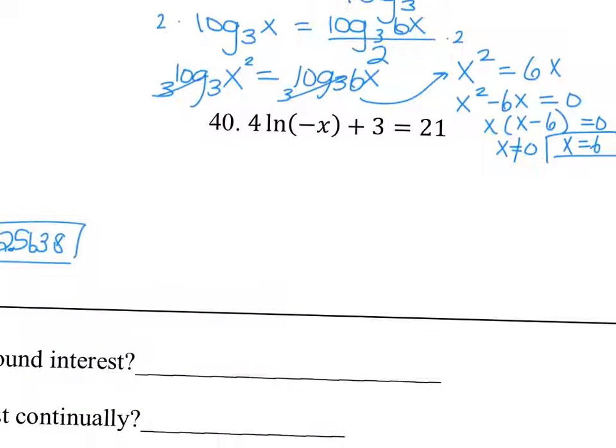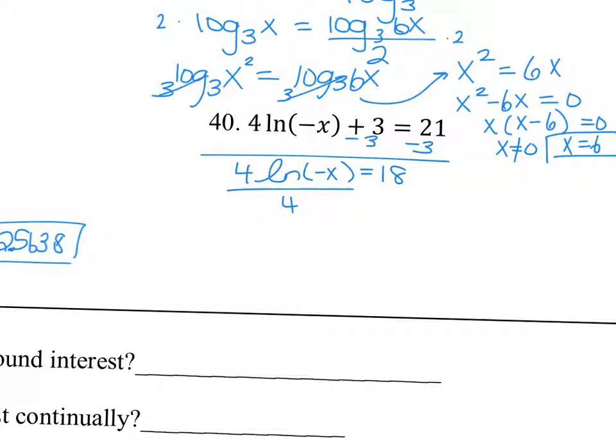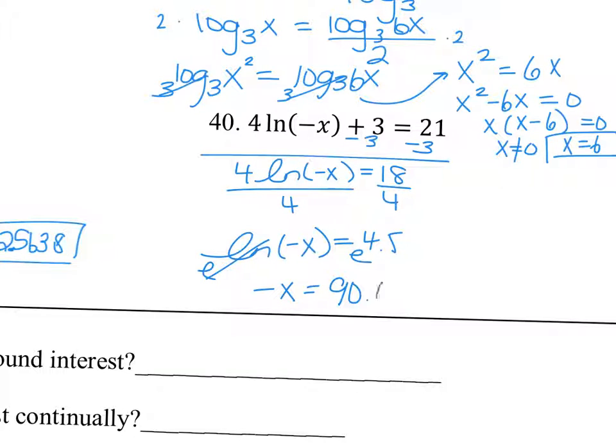If I go over and look at number 40, I have to subtract 3 on both sides. So I have 4 ln of negative x equals 18. I'm now going to divide by 4. ln of negative x equals 4.5. To get rid of ln, I have to take it to the e. So that'll cancel out, and negative x equals e to the 4.5, which is 90.0171. So x is just the opposite of that, negative 90.0171.